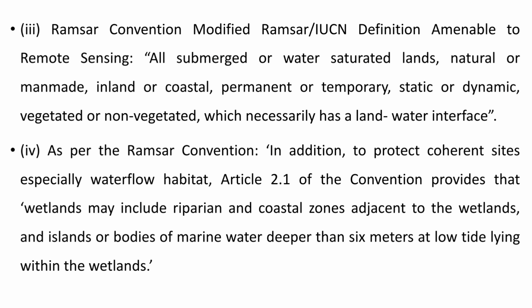So as per the Ramsar Convention, in addition to protecting coherent sites, especially waterfowl habitat, Article 2.1 of the Convention provides that wetlands may include riparian and coastal zones adjacent to wetlands. Riparian means river bank. And islands or bodies of marine water deeper than 6 meters at low tide lying within the wetlands. So these are the definitions by various agencies.